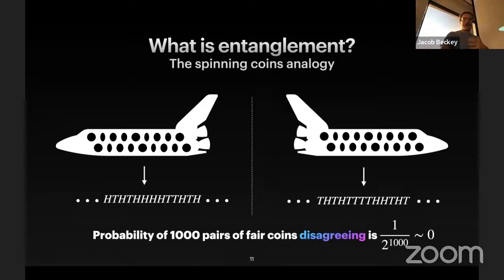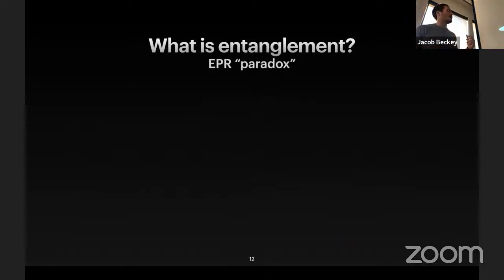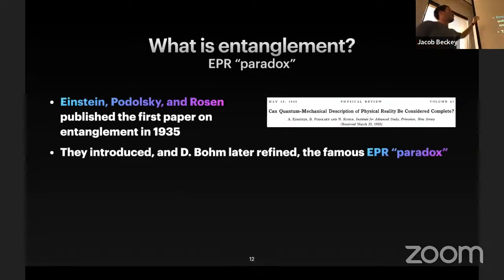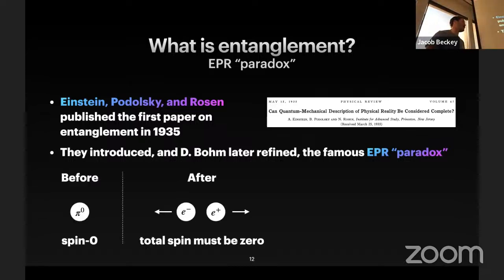So I hope that this somewhat illustrates how strange it would be if you were to get complete disagreement every single time you measured a state. And this was what bothered Einstein, Podolsky, and Rosen. They published this famous paper in 1935, introducing what is now called the EPR paradox. David Bohm, maybe people have heard of Bohmian mechanics, a different interpretation of quantum mechanics, refined the argument, and I'm going to present his argument for it. And it'll sort of connect back to these points that we just talked about.